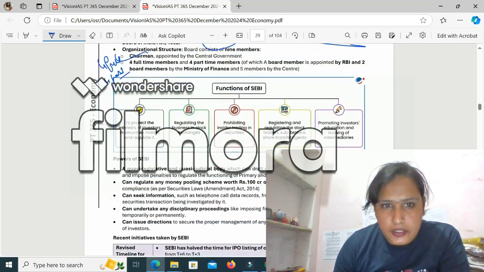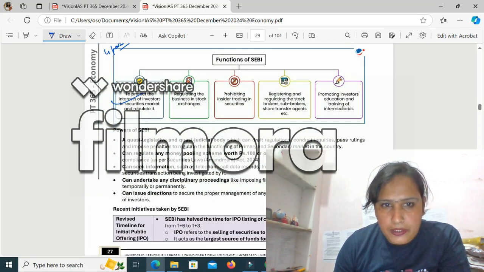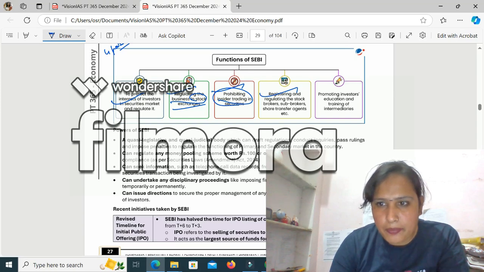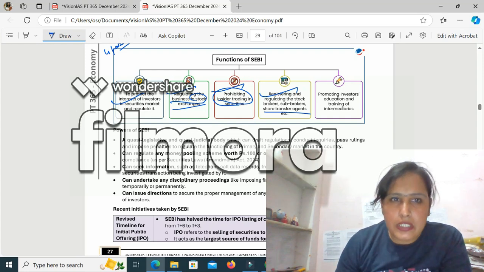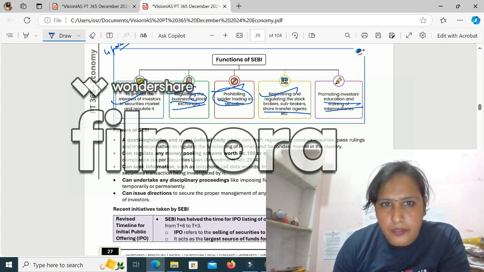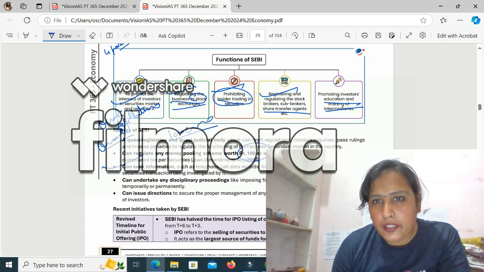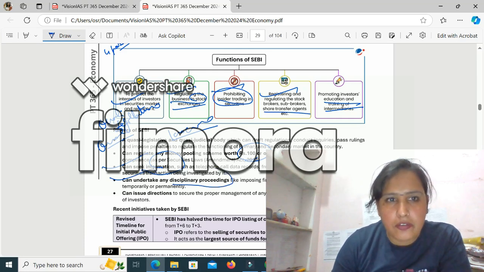Now, the functions of SEBI: to protect the investors, to regulate the business of stock exchanges, to prohibit insider trading, to register and regulate stockbrokers, sub-brokers and share transfer agents, and to promote the education and training of investors. It is a quasi-legislative and quasi-judicial body, and it regulates money schemes up to 100 crore rupees. It can seek information, undertake disciplinary proceedings, and also issue directions.